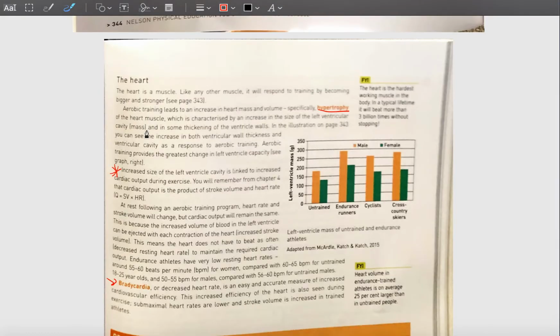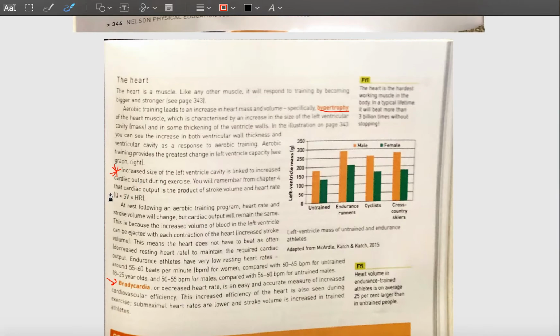And as you saw in that first diagram, the wall thickness can improve if you are doing anaerobic training. We're now talking about aerobic training, so we're actually talking about an increased size in the heart, which leads to an increased size in the left ventricle, which is the area in which blood squirts out of the heart to distribute out to the muscles of the body. So because there's an increased size in the left ventricle, we actually have a larger cardiac output.